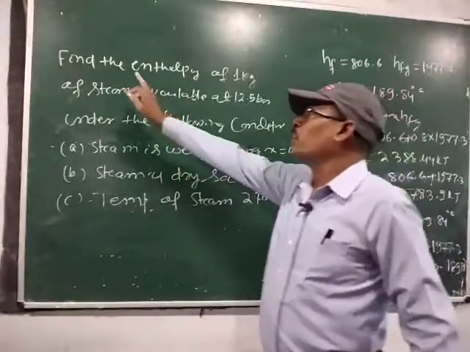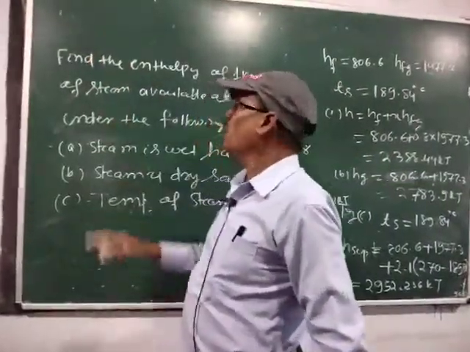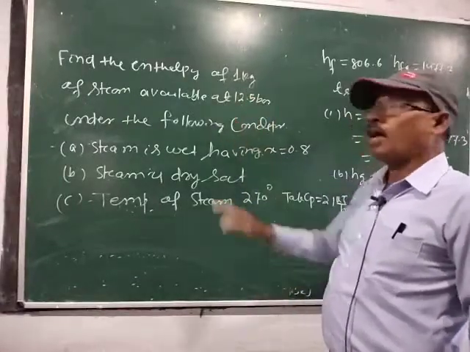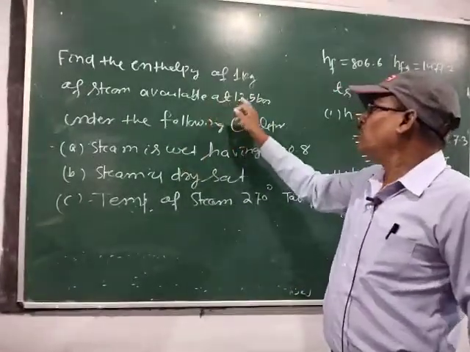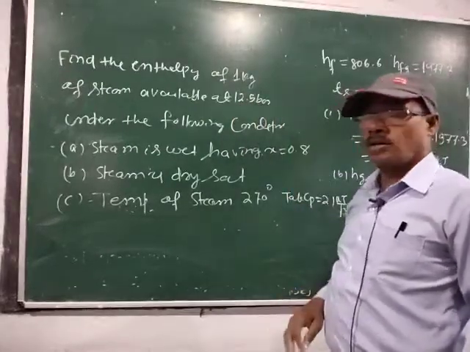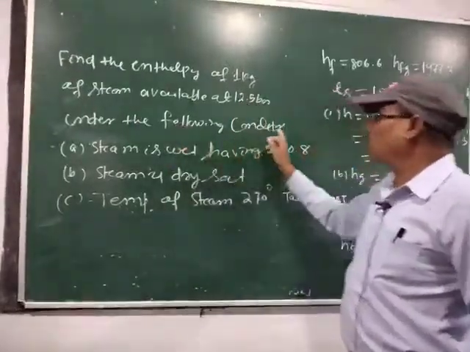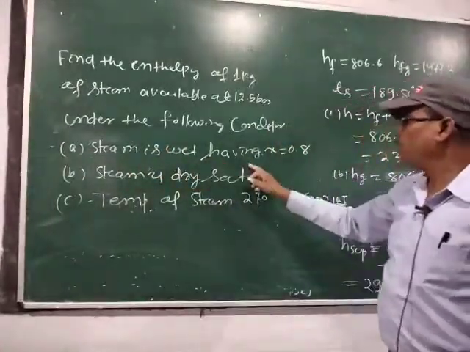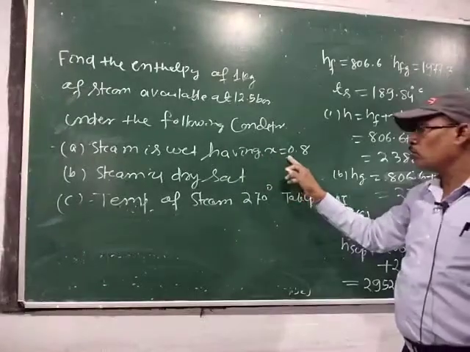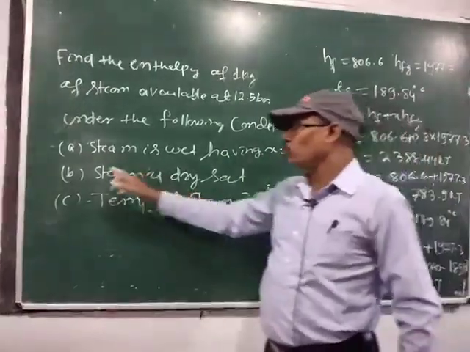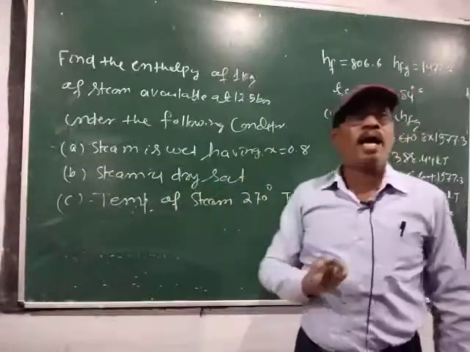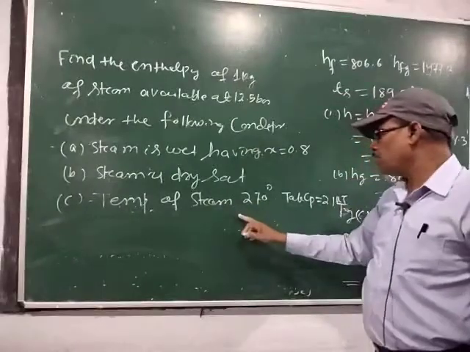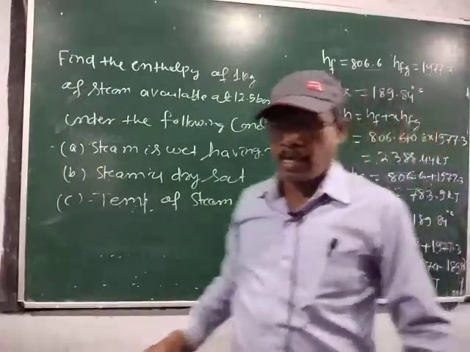Problem number 4. From question number 4, find the enthalpy of 1 kg of steam available at 12.5 bar pressure under the following conditions. Part A, steam is wet having dryness fraction of steam is equal to 0.8. Part B, steam is dry saturated. Part C, temperature of steam is equal to 270 degree centigrade.